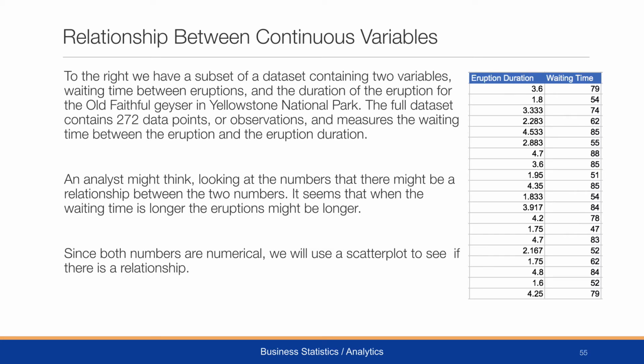So let's go back to that relationship that we spoke about with Old Faithful. To the right, we've got the same data set now here, and the full data set contains 272 points. An analyst looking at the numbers might think that there is a relationship between the two numbers, because it seems that when the waiting time is longer, the eruptions might be longer. Since both numbers are numeric, let's use a scatter plot.